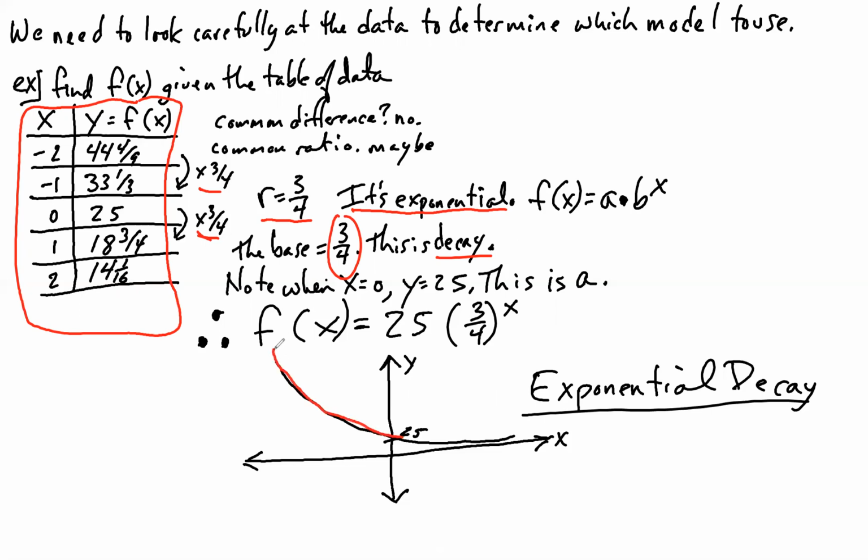So my typical curve. I know that when x is 0, y is 25. Therefore, my y-intercept is at 25. My decay factor, r, is 3/4, and I'm able to write my equation.